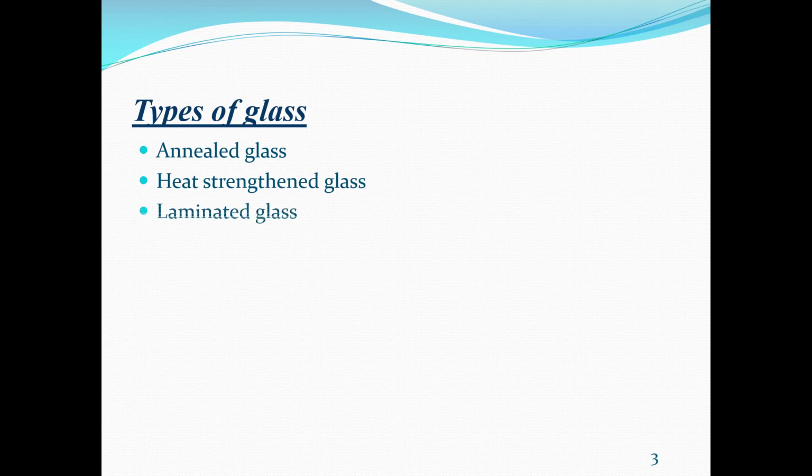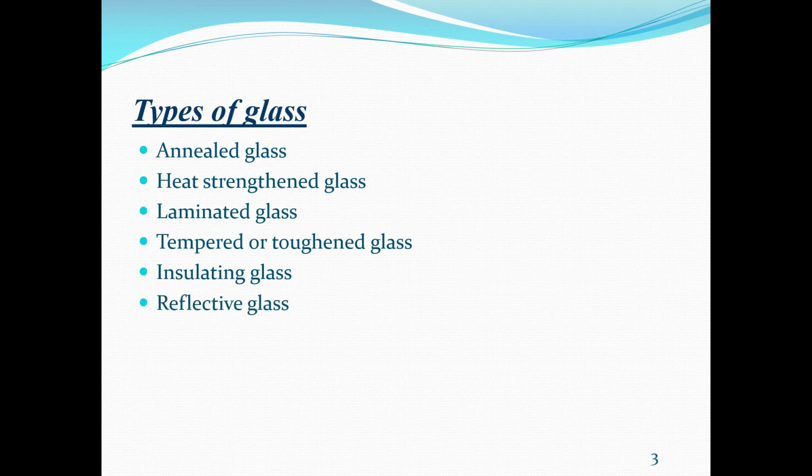So we'll see the various types of glasses available. We have the annealed glass, heat strengthened glass, laminated glass, tempered or toughened glass, insulating glass, and the reflective glass. We will study in detail the various types of glasses.